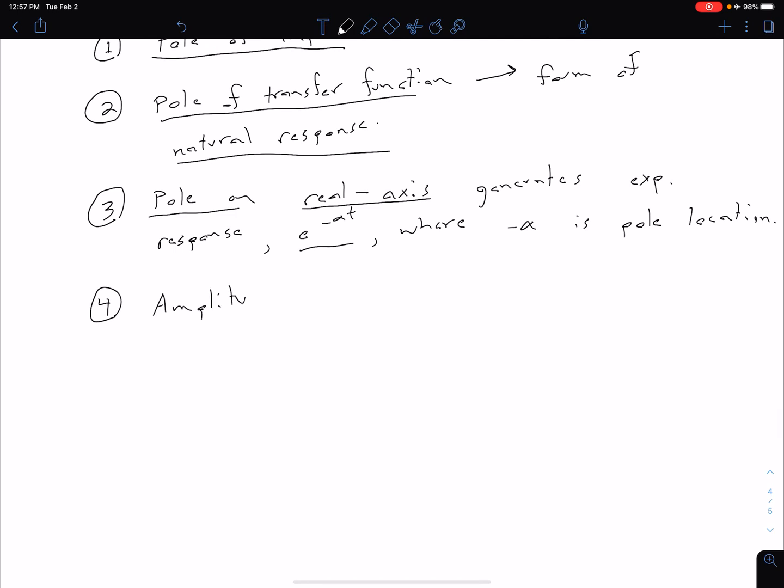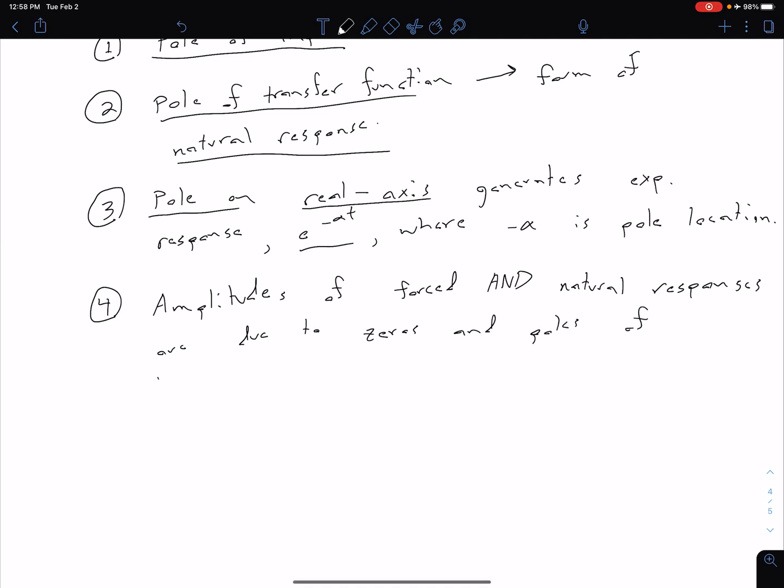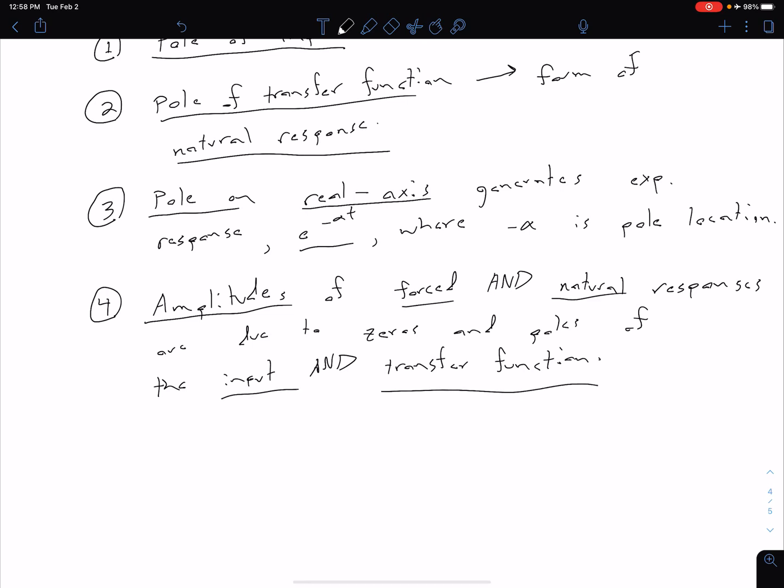So the amplitudes of forced and natural response are due to the zeros and poles of the input and our transfer function. And so the main takeaway here is that the amplitude of both of these types of responses is due to the input and the transfer function.